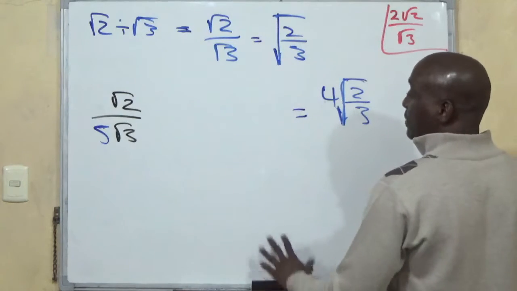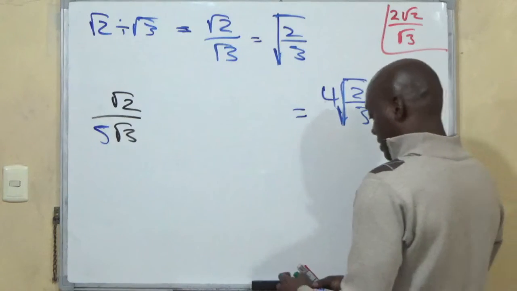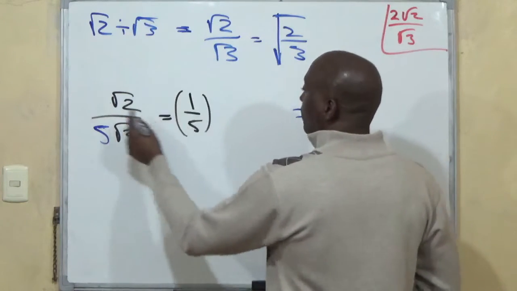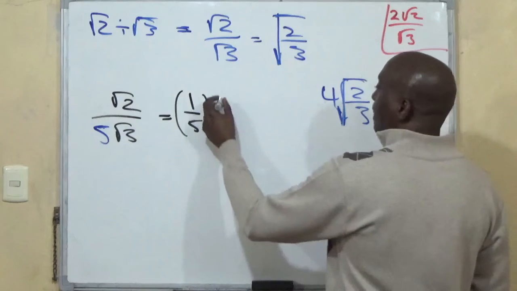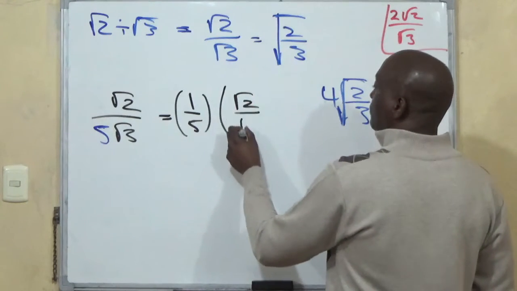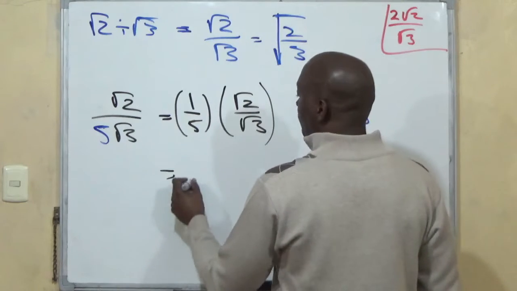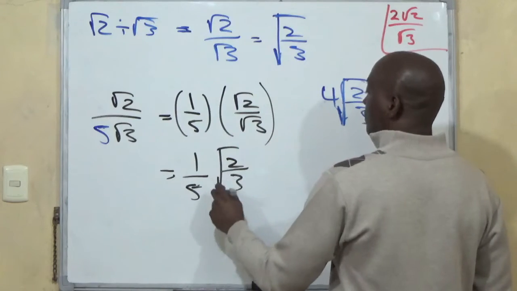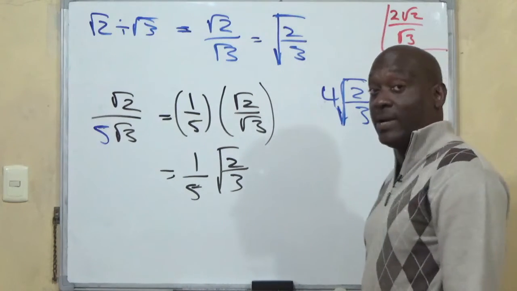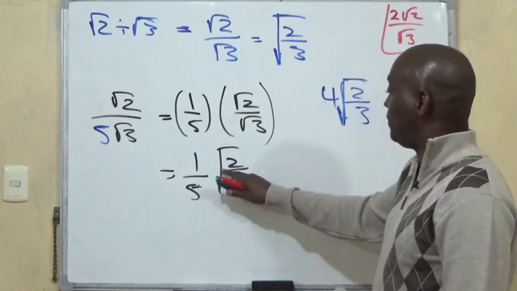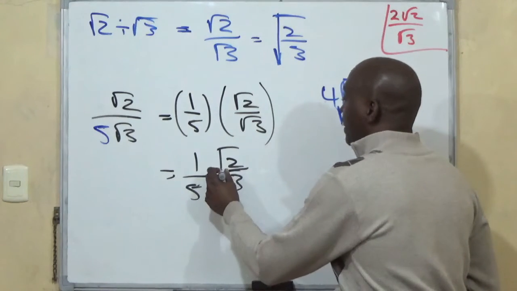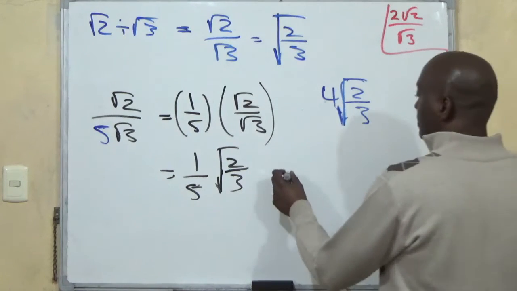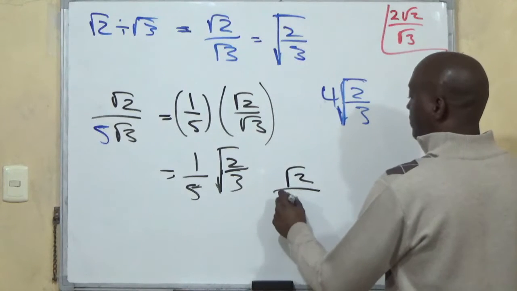Root 2 over 5 root 3, we can leave it like that. Or we can say that that is equal to 1 over 5, right? The 1 would be understood here, multiplied by root 2 over root 3, which as we know by now would be 1 over 5 by the root of 2 over 3. We could say that too. So there will be contexts where this is what we want to say, 1 over 5 by the root of 2 thirds, or there will be contexts where we want to leave it simply as root 2 over 5 root 3.